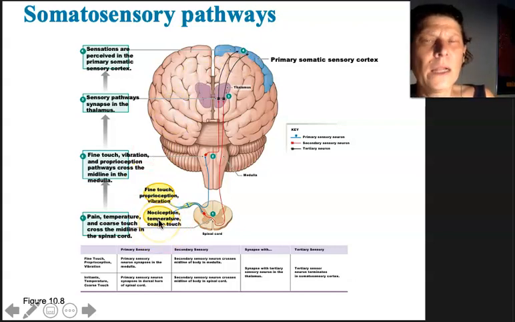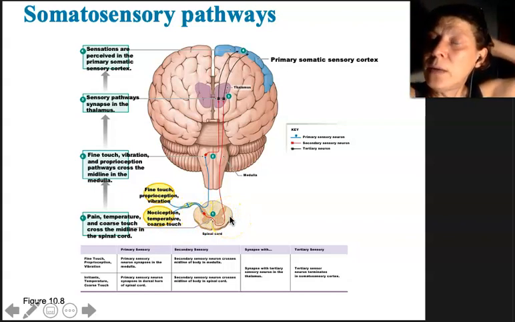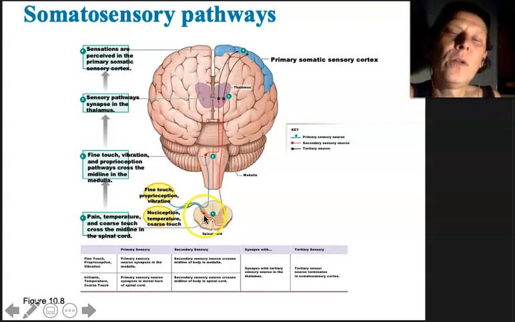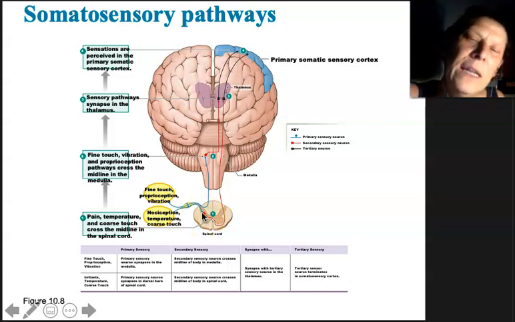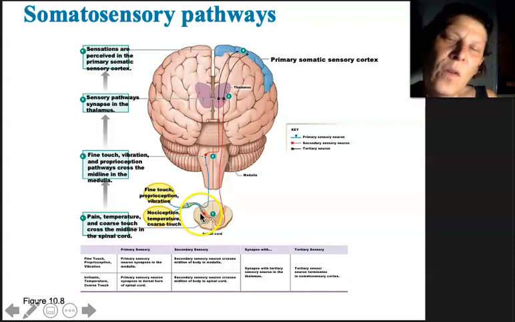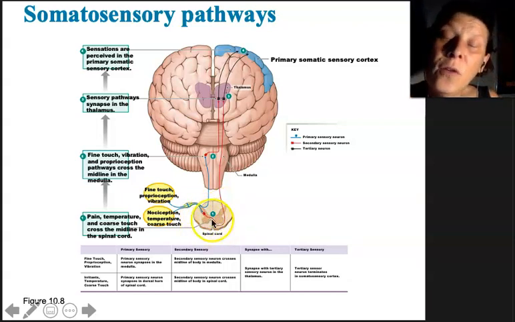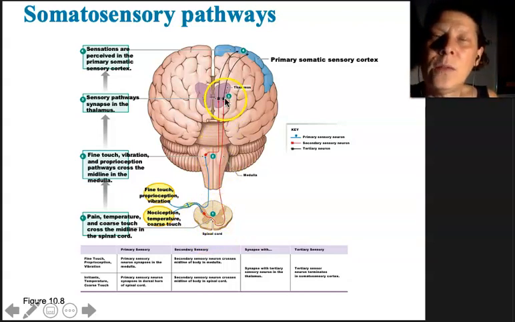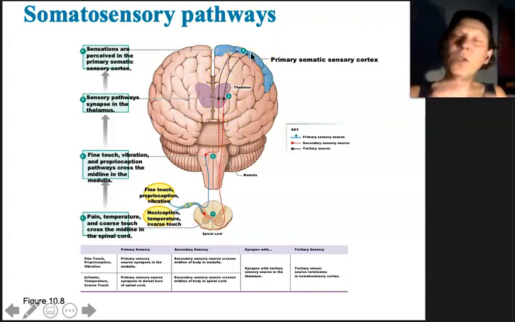Unless it is something like pain and temperature, then the crossing over happens at that location within the spinal cord already. And so your interneuron, your secondary neuron, is already synapsing on the same side, and then it is structurally crossed over already and makes its way all the way to the thalamus and tertiary to the somatosensory neuron. Now, I just want you to see that.